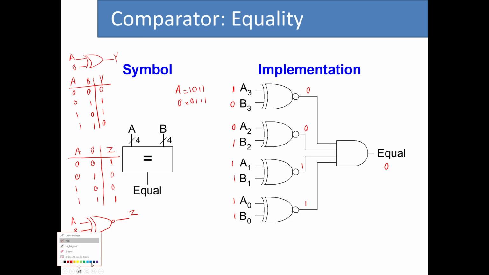But now let's try with a different value of B. This time let's put a value of B exactly the same as the value of A. So here we have 1, 0, and then 1, 1.